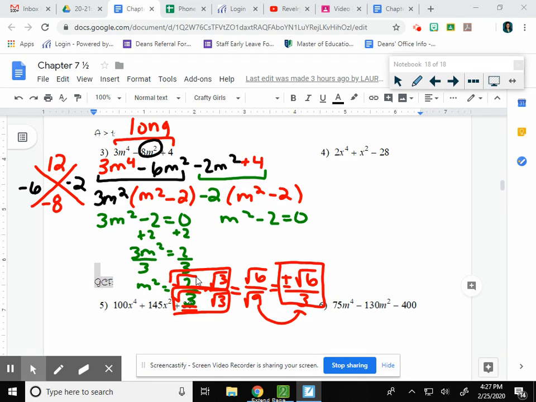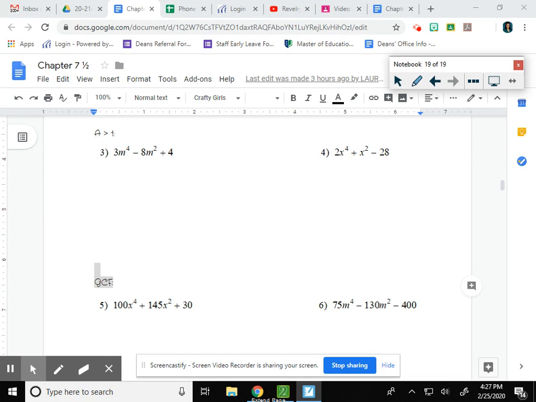Okay, so I go back up to this other one where I'm going to add 2, and I have that m squared equals 2. Then I'm going to take the square root of that, and that's my answer. So you have your 4 answers right there. Okay, so number 4 is going to work the exact same way.